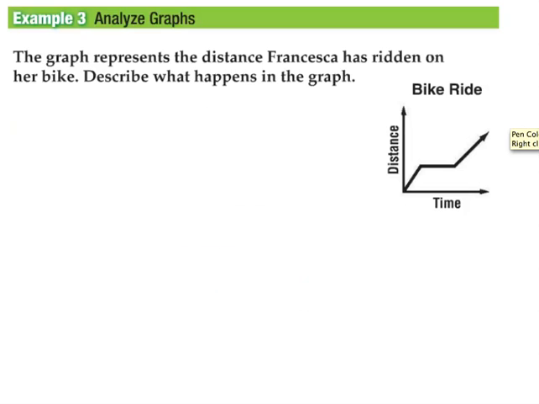This is one of those that when you take your ACT and when you take some of your standardized tests, they ask you to interpret graphs. Okay, and so that's what we're doing right here. It says the graph represents the distance that Francesca has ridden on her bike. Describe what happens in the graph. So time is this way. Distance is this way. So tell me what ends up happening.